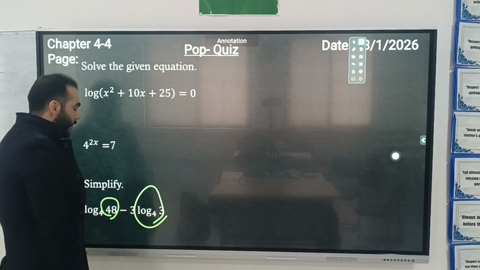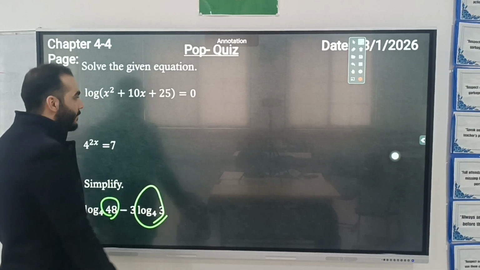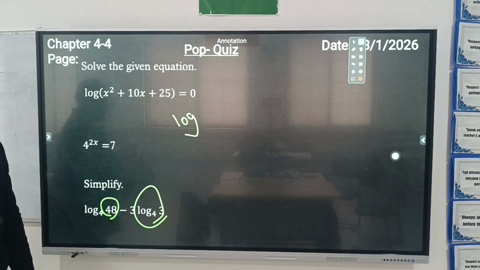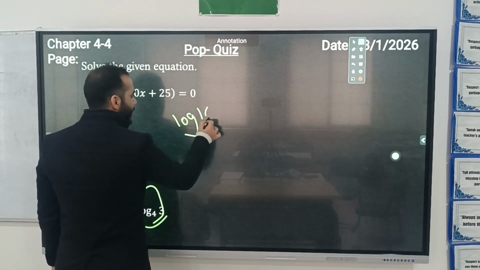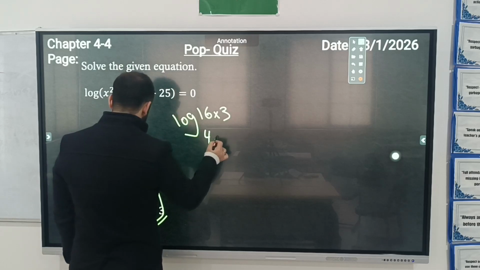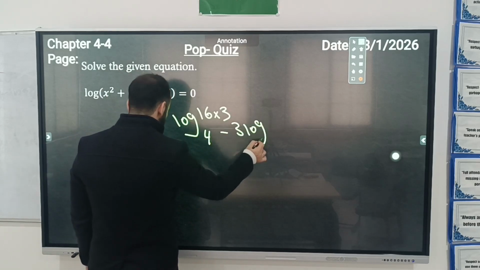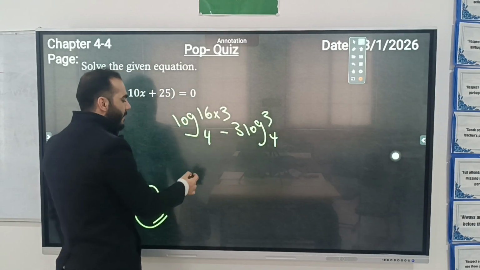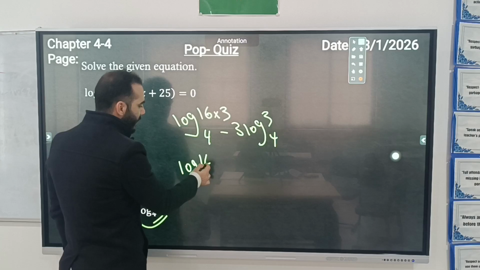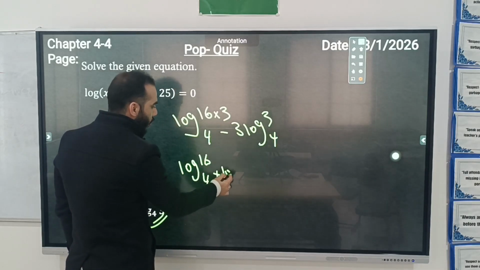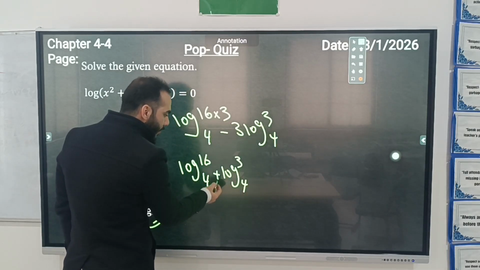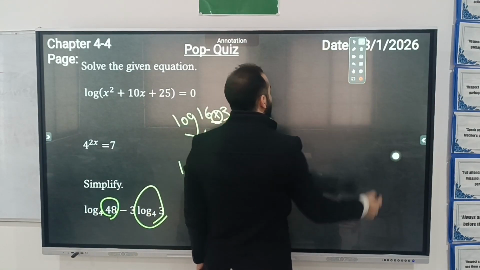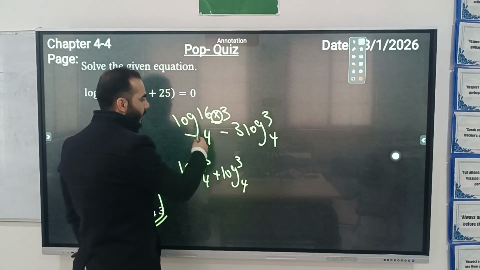So 48 can be written in different ways. But the best way is, as I already said, to look for perfect square factors. So we can say 16 times 3, base 4, minus 3 log 3 base 4. We can't do anything with this part, so just keep it. But 16 times 3 is going to become log 16 base 4 plus log 3 base 4. Why do we add? Because there is multiplication here. For multiplication, we use addition between these two logarithms. We will just separate them.